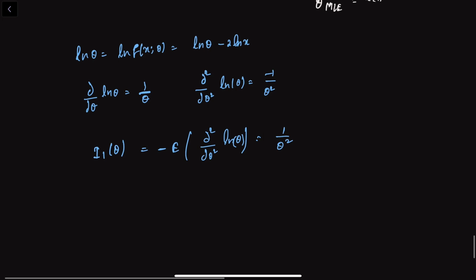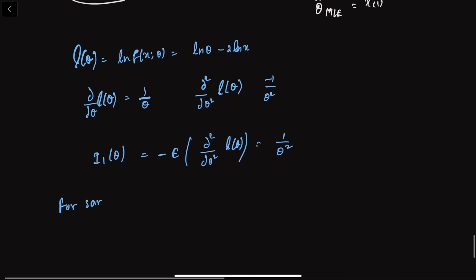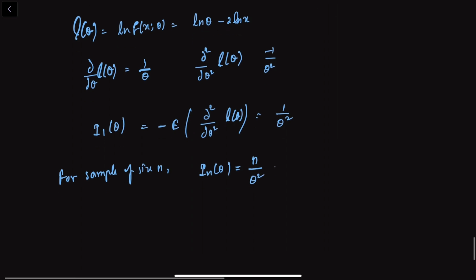Sorry, this is not ln theta, I mean ln f of theta. The same way, basically the second derivative is minus 1/theta^2, so the information is 1/theta^2. For a sample of size n, this will just be I_n(theta), which is nothing but n/theta^2. So the Cramér-Rao lower bound for any unbiased estimator of theta is: variance of theta hat is greater than or equal to 1/I_n(theta), which is theta^2/n in our case.